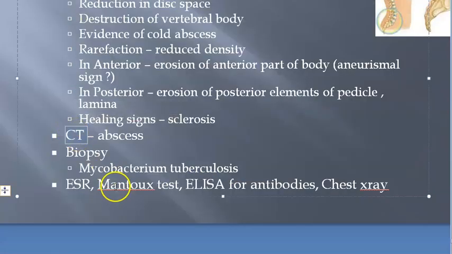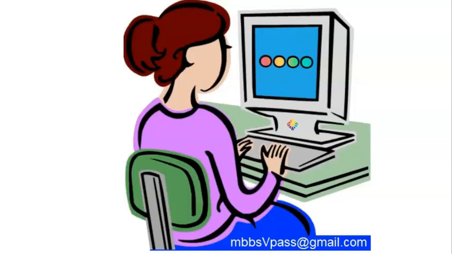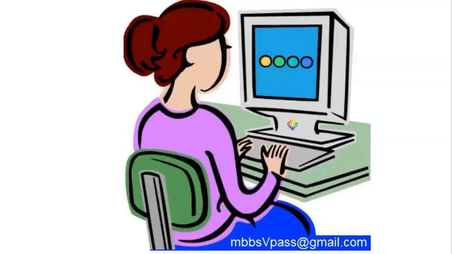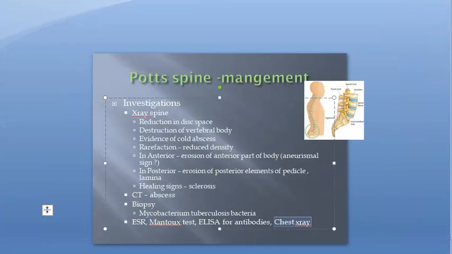Instead of an X-ray of the spine, if you do a CT spine, you can see the abscess and all better. You may also want to take a biopsy and culture it, to find out if it is Mycobacterium tuberculosis bacteria which is causing this problem. You can write all this: acid fast staining, Ziehl-Neelsen staining, and finding out whether the organism is Mycobacterium tuberculosis. Then you will do standard tests, ESR, ELISA to check for antibodies, chest X-ray to know if there is pulmonary tuberculosis, and Mantoux test to check the sensitivity and resistance of this person. So all these are the investigations of Pott's spine.